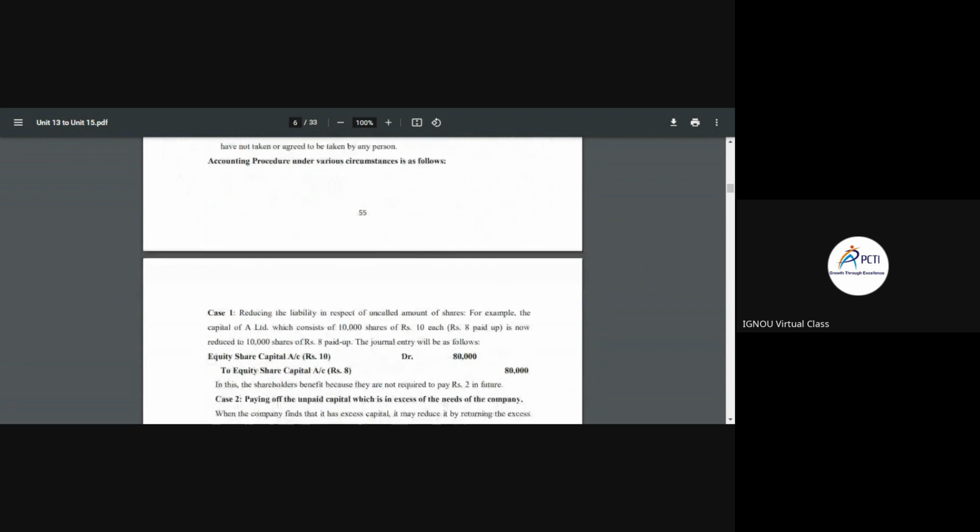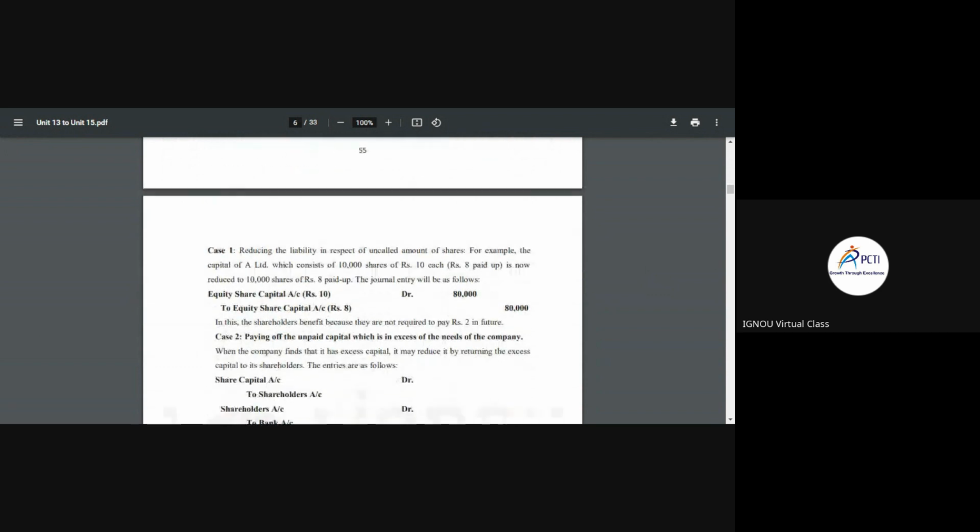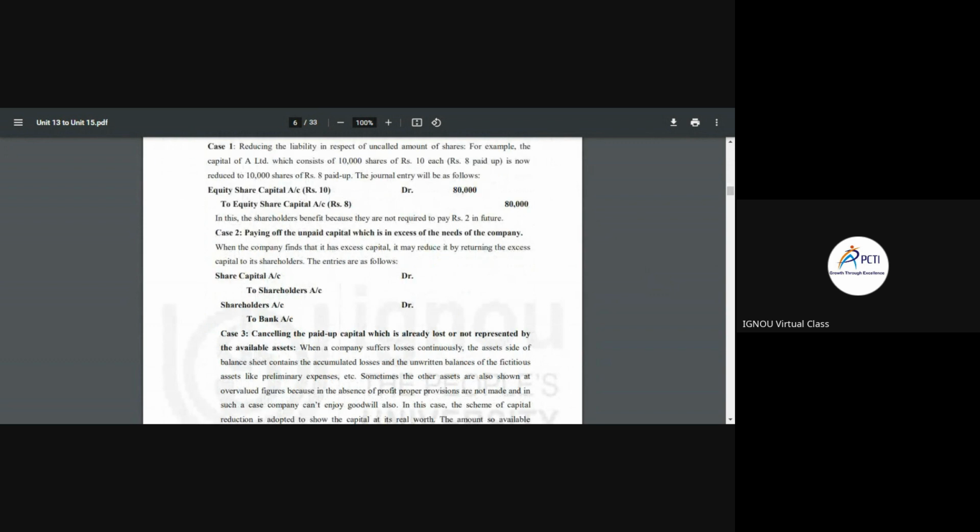Next one is accounting procedure under various circumstances. First case will be reducing the liability in respect of uncalled amount of shares. Here we have an example to understand it: the capital of A Limited, which consists of 10,000 shares of 10 each and 8 paid up, is now reduced to 10,000 shares of 8 paid up. Here we have the general entry for it: equity share capital account debit, 80,000. So the shareholders benefit because they are not required to pay rupees 2 in future.